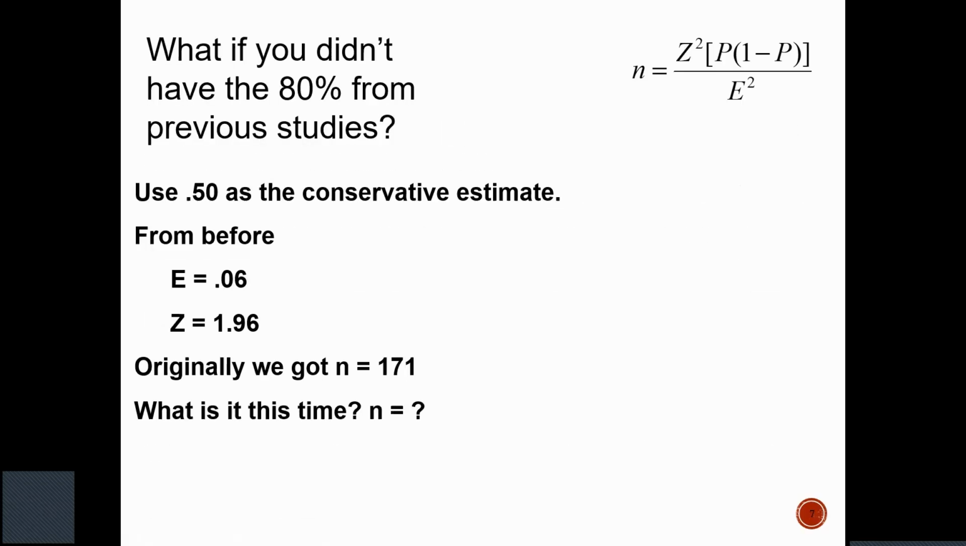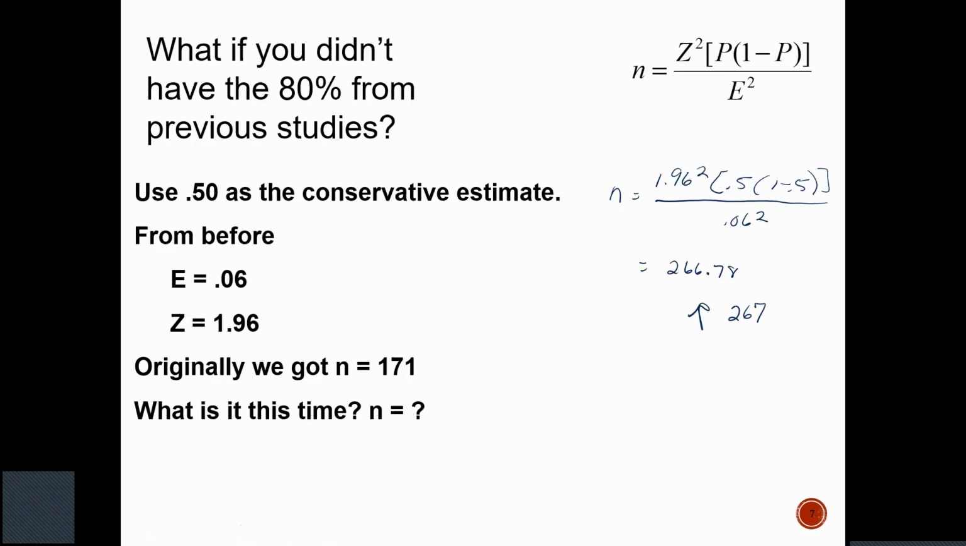Now, what if we didn't have the 80% from previous studies? Then we would want to use 0.50 as the conservative estimate. And so then we would have n is equal to 1.96 squared times 0.5 times 1 minus 0.5, and notice that's what changes, the p and 1 minus p, over 0.06 squared. And that works out to 266.78, which we would round up to at least 267.